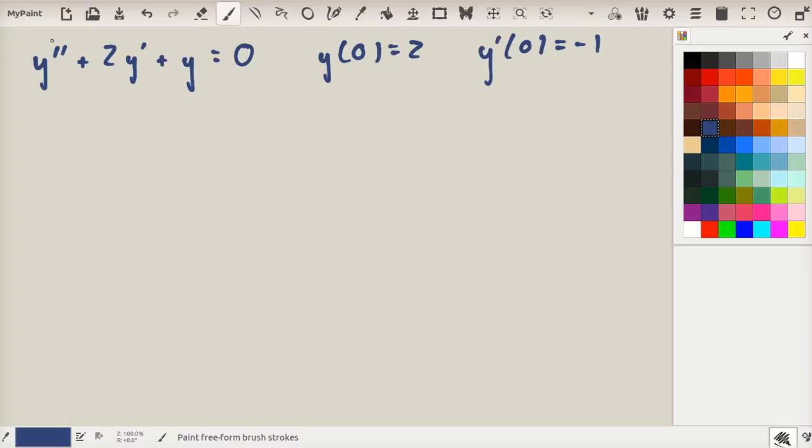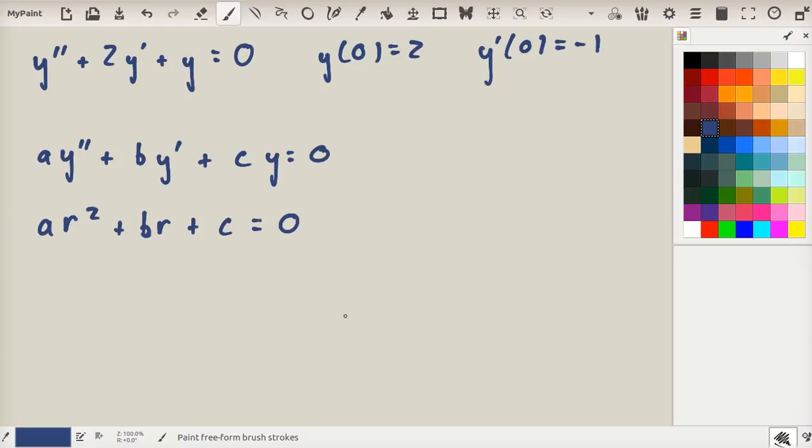So first and foremost, let's determine our characteristic equation. Now our characteristic equation is determined by our initial function. So if we have some a y double prime plus some b y prime plus some c y equal to 0, that means that our characteristic equation is going to look like a r squared plus b r plus c is equal to 0. So in our case, this is r squared plus 2r plus c is equal to 0.